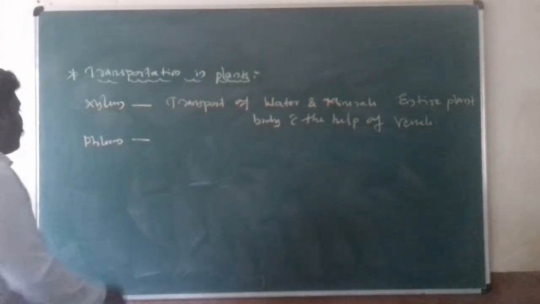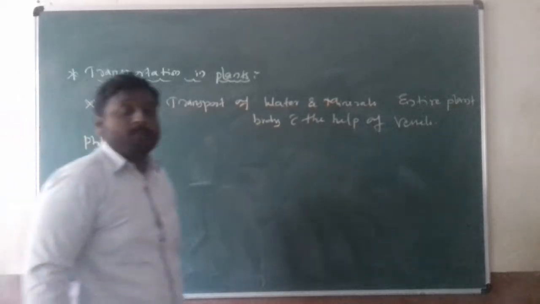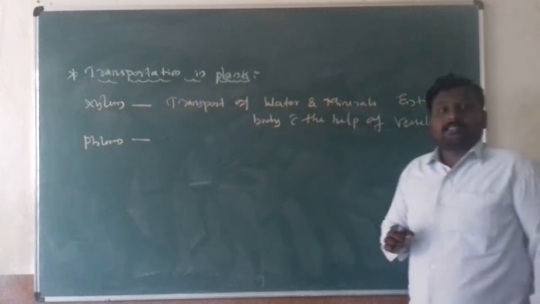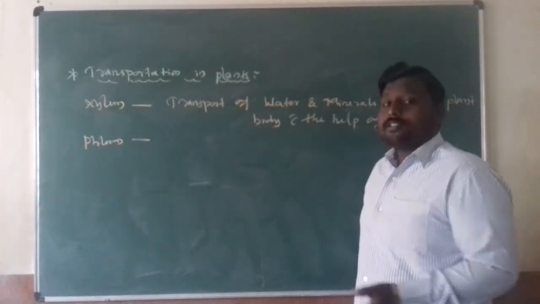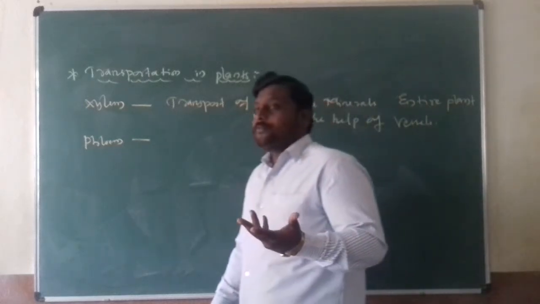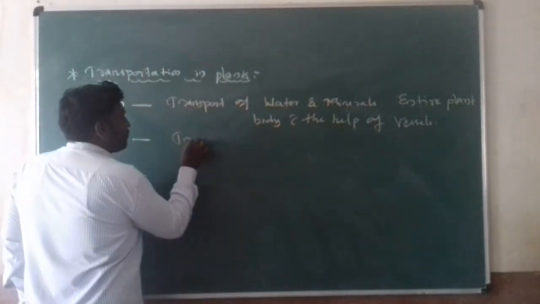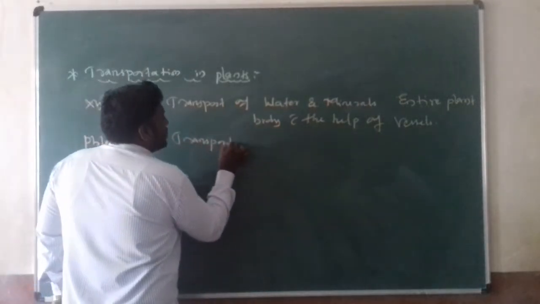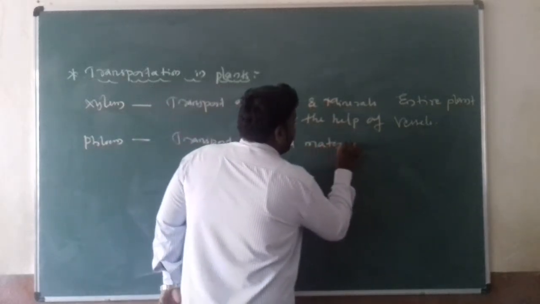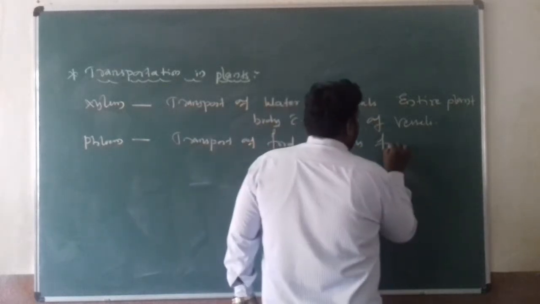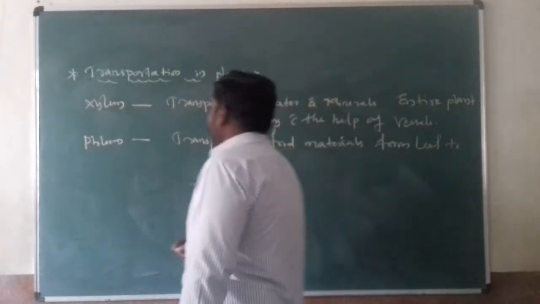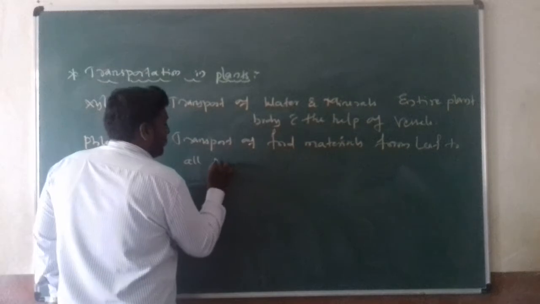Yes, my dear students, first of all, we already learned that the process of photosynthesis takes place in a plant body. Photosynthesis means the plants are able to prepare their own food. Yes, at that time food is formed. It means the function of phloem is transport of food materials from the leaf to all parts of the body.